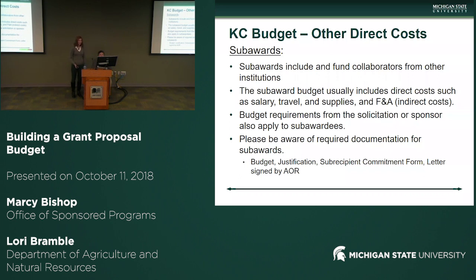For any required documentation for the subawards, we're going to need the budget and the justification, a subrecipient commitment form, and a letter signed by their AOR. There will be their personnel documents as well, the bio sketches, current and pending. And the scope of work, statement of work. That may not be required by the sponsor, but MSU requires that, so we have an idea of what the subaward is going to be doing on the project.